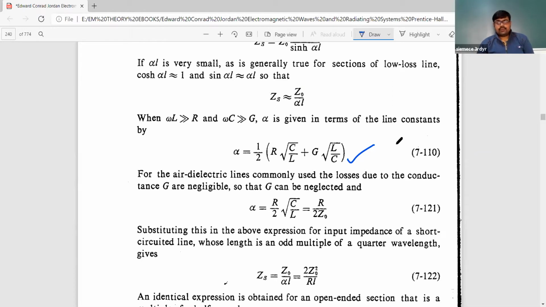Again, I have to define the alpha value we have received, that is equation number 7110. The alpha value we have seen is alpha equals half into R root over C by L plus G into root over L by C. That is equation number 7110.